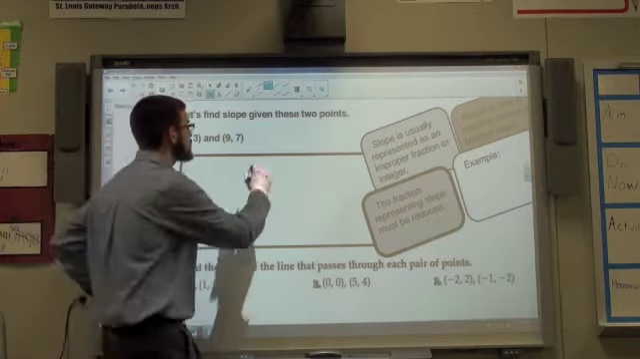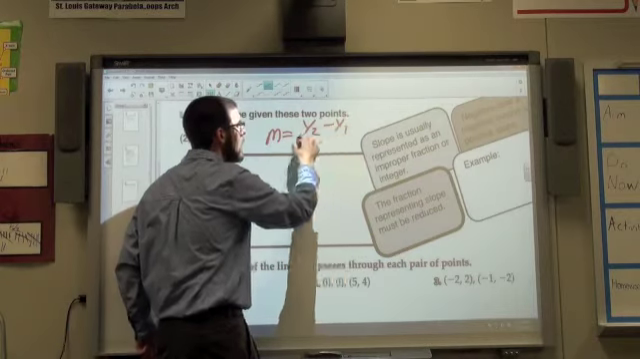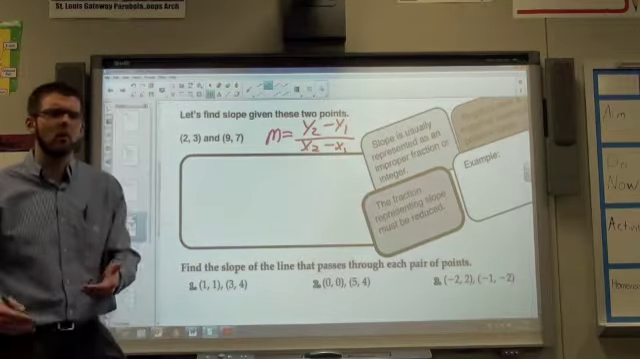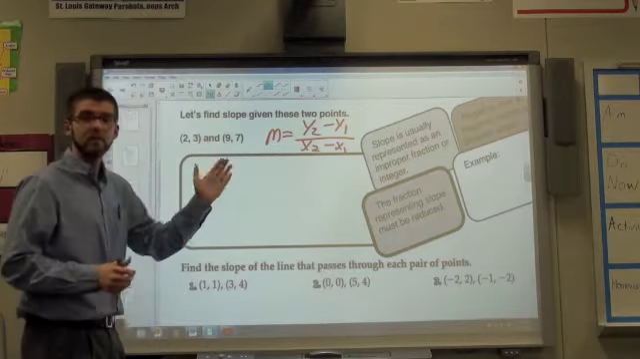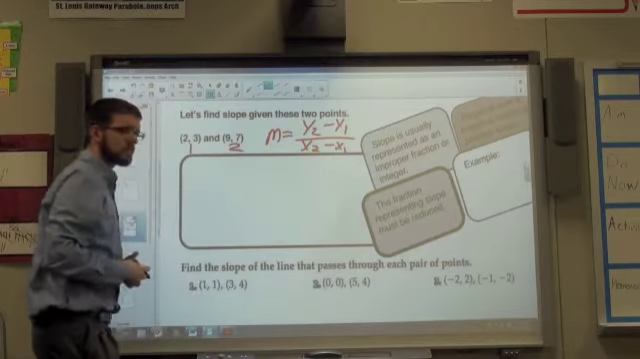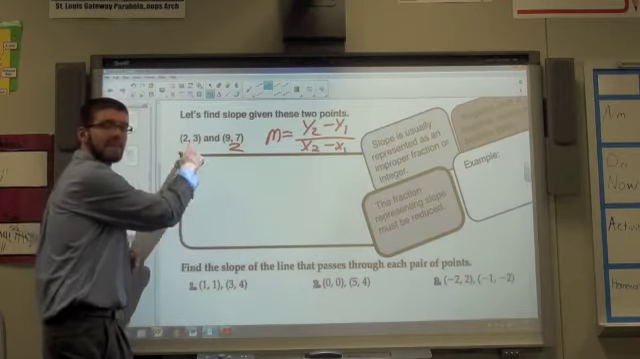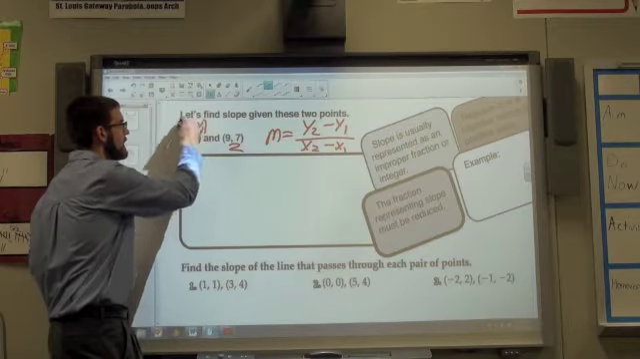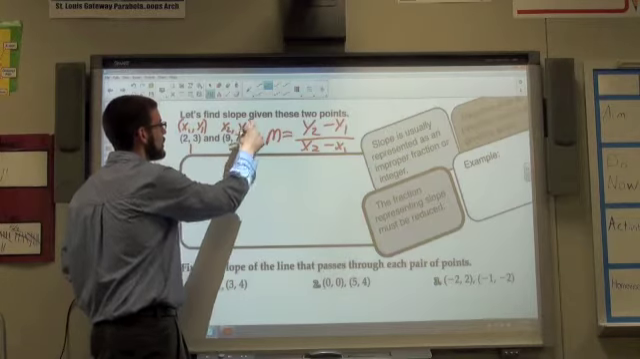Again, our equation for slope is m equals y2 minus y1 over x2 minus x1. Now, you may be thinking, what's y2, y1, x2, x1? Here's how you know. You're going to be given the 2 points. The first point that you have, label it 1. The second point, label 2. Since these are coordinate points, they're given to us as (x, y). So the x, y from the first point would be x1 and y1. The second ordered pair would be x2 and y2.